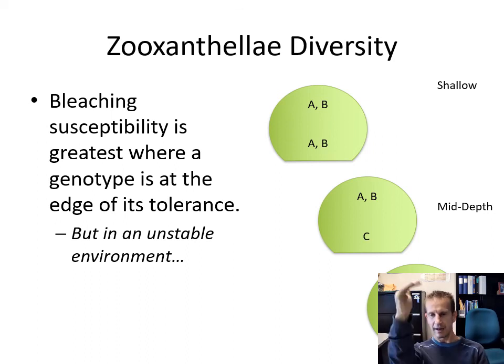But if the conditions are really unstable and they're changing a lot, there's not going to be enough time for the zooxanthellae type to be changed out in order to adapt to those rapid changes. So this is one of the reasons that it's really important for coral reef environments to be stable over time, because an unstable environment will prevent them from being able to adapt and find the optimum pairing of zooxanthellae and coral.